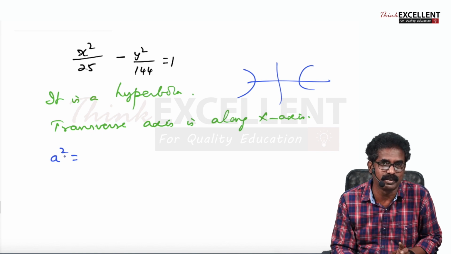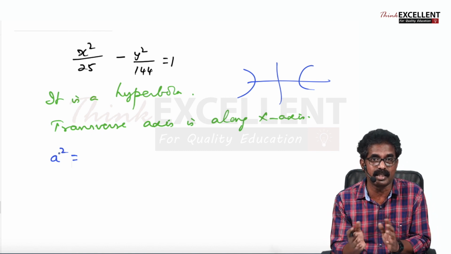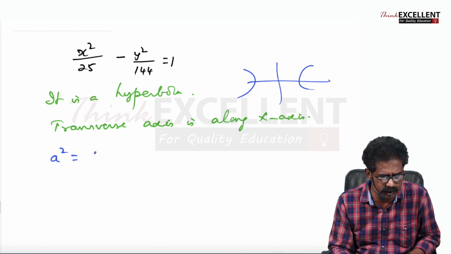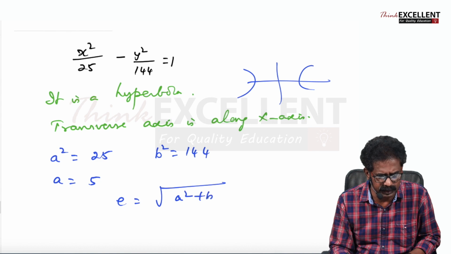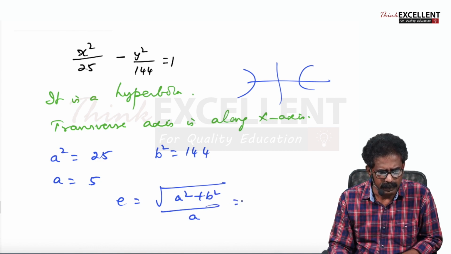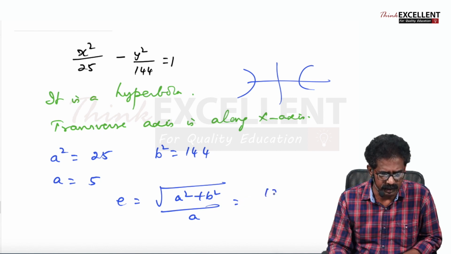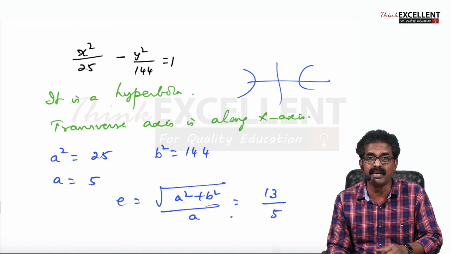That is very important. In ellipse only we see the greater, smaller. Here nothing like that. First one's denominator is a square. So what is a square? 25. And b square is what? 144. You can find a value 5, right? Eccentricity you find out: root of a square plus b square, by a. a square plus b square, 25 plus 144, 169, familiar number, right? 13, root of 169, 13 by a value 5. So this is e value.